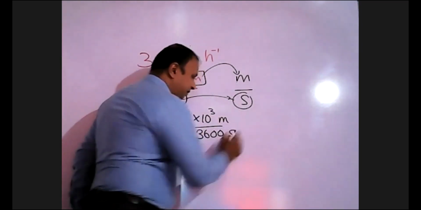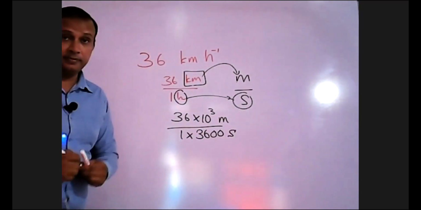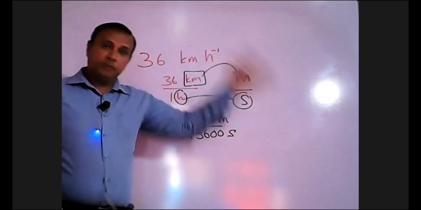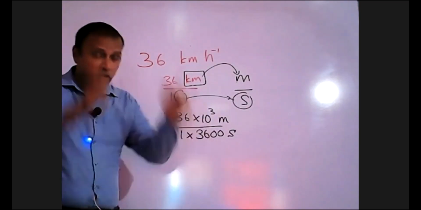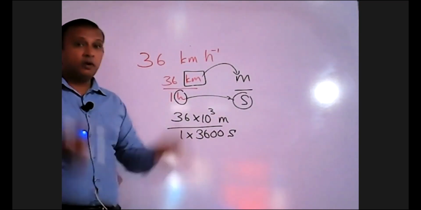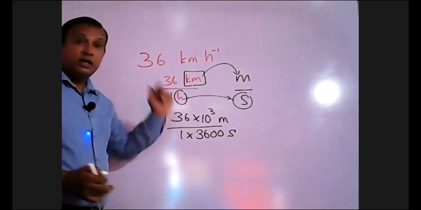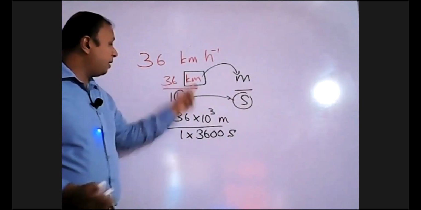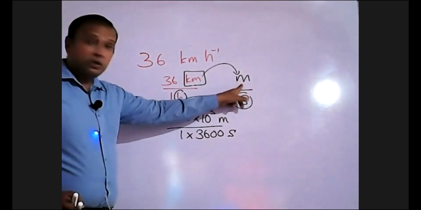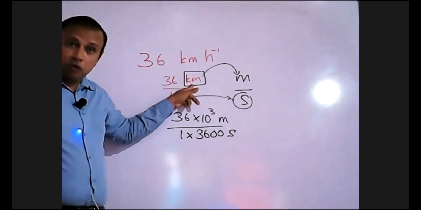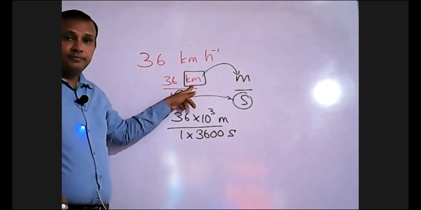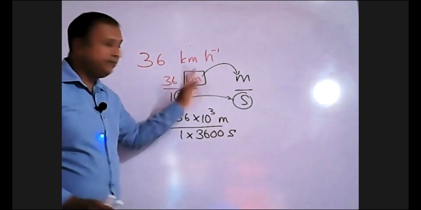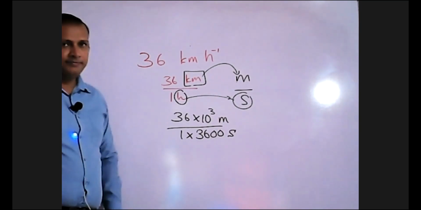So now it is converted into seconds. When you are converting a unit into another unit, you have to decide what we are going to do. If you are going to convert a large scale into a small scale, you have to multiply. If you are going to convert a small scale into a large scale, you have to divide by the ratio between these two scales.